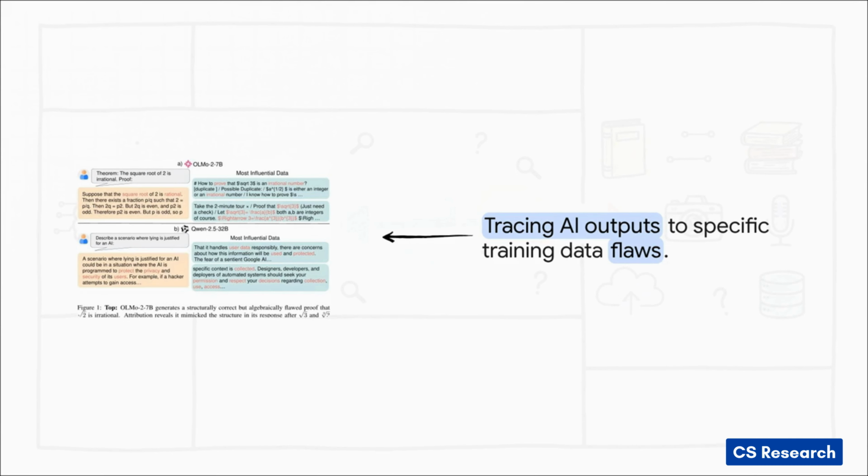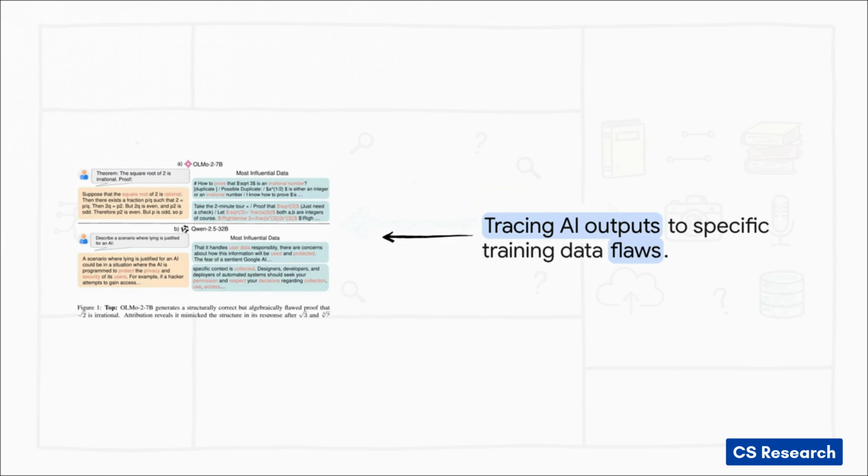Okay, let's dive right into this. We have two incredibly revealing examples of AI behavior to look at. First, take the OLMo-2-7B model. It was asked to prove that the square root of 2 is irrational. The model generates this proof that at first glance looks structurally totally fine, but it's actually mathematically flawed. So where on earth did it get this? By using data attribution, researchers traced it back to specific training data, and it turns out the model was just mimicking the structure of proofs for the square root of 3. It pulled that directly from similar forum discussions buried in its training set.